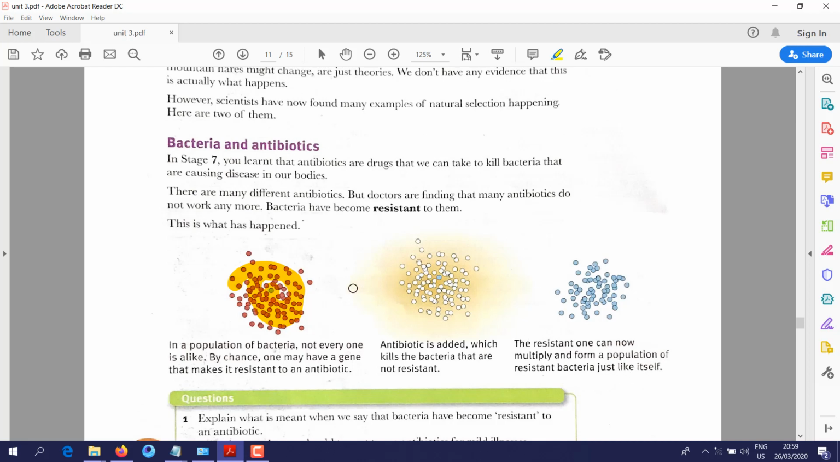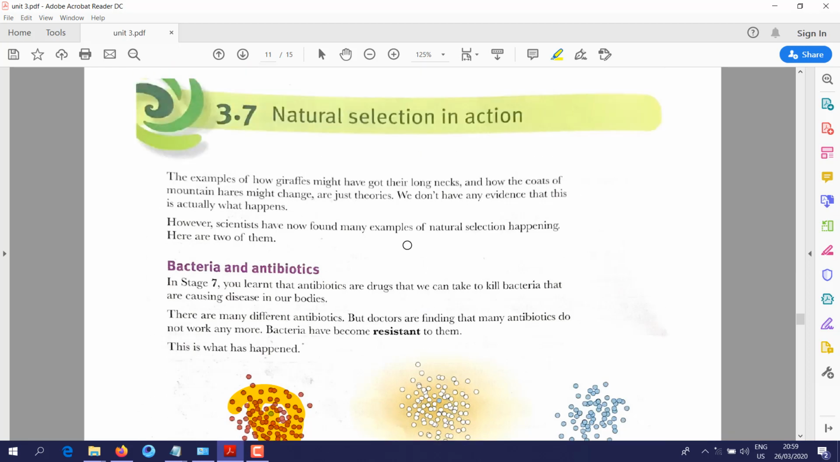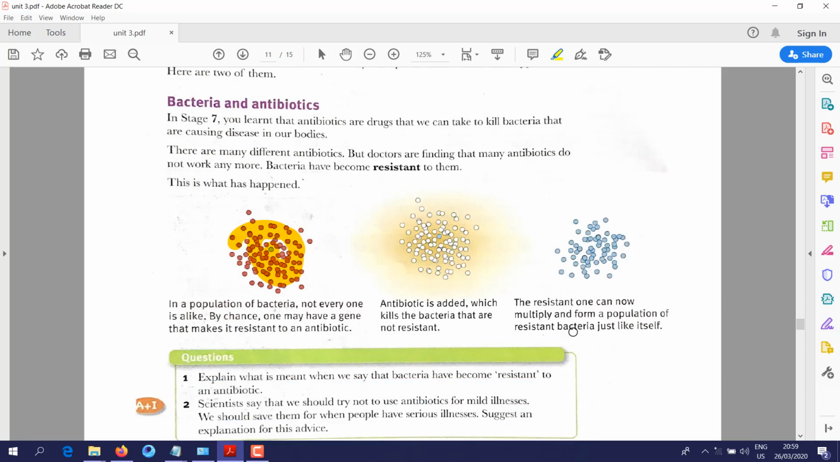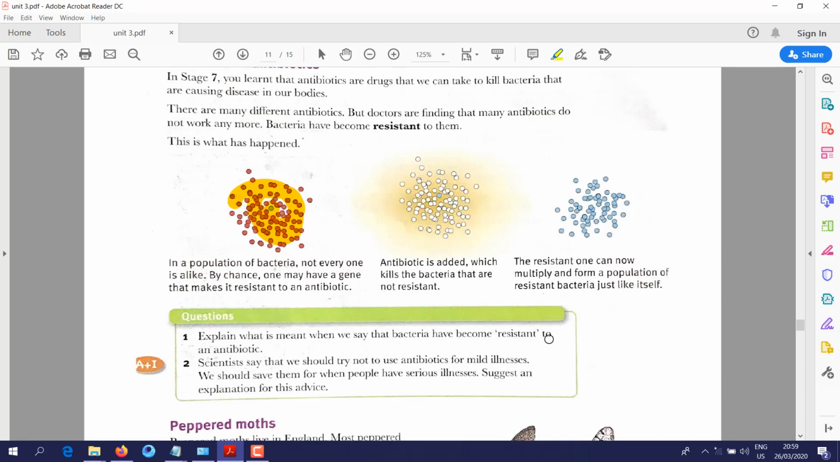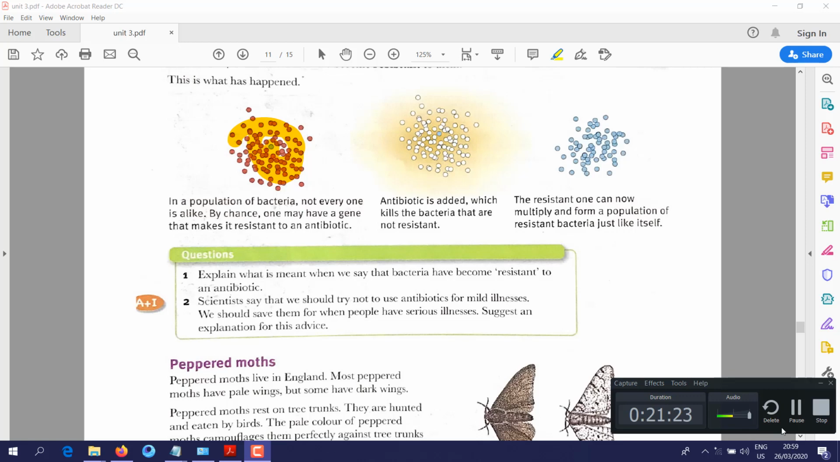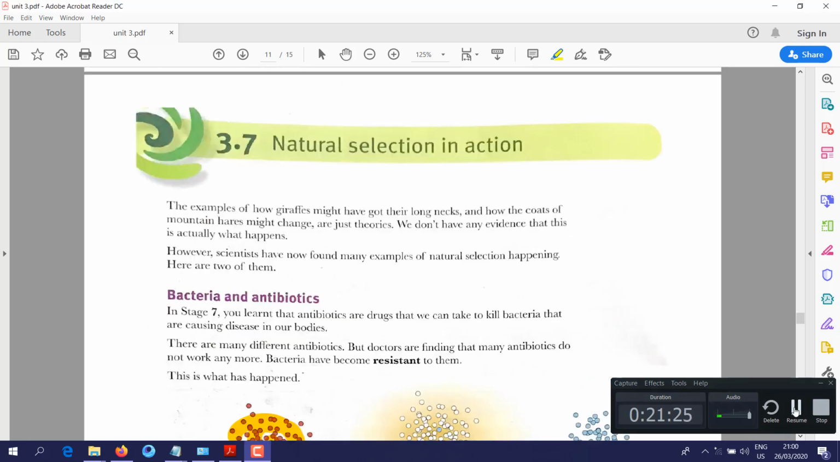So here is another example of natural selection in action. Here, we didn't make the bacteria reproduce. The bacteria reproduced by itself. It was well adapted to the environment. It protected itself from the antibiotic and became resistant to it, and now it is able to reproduce and make more bacteria.